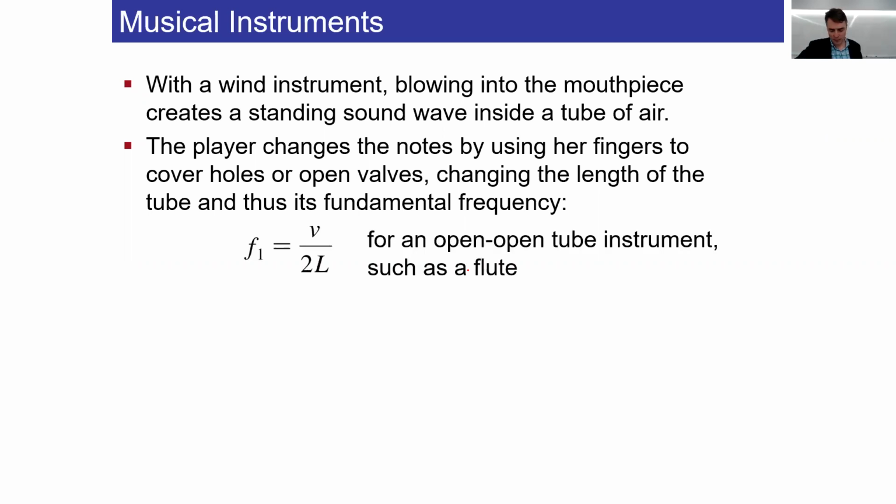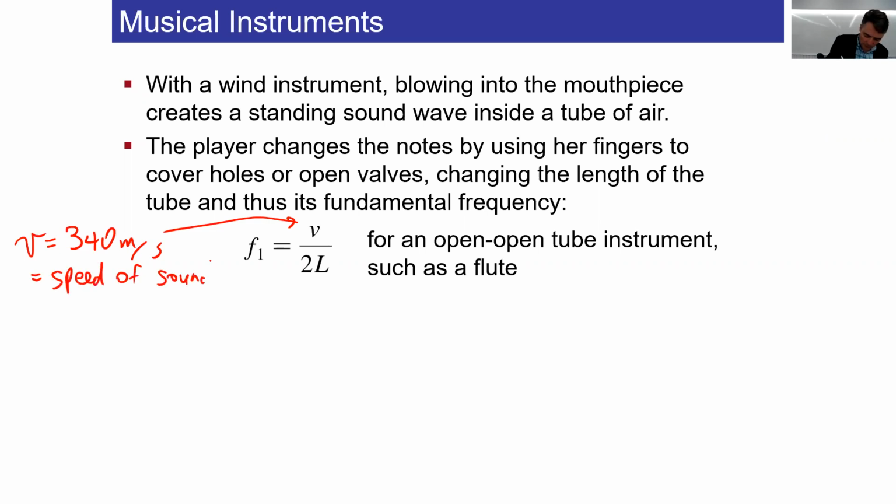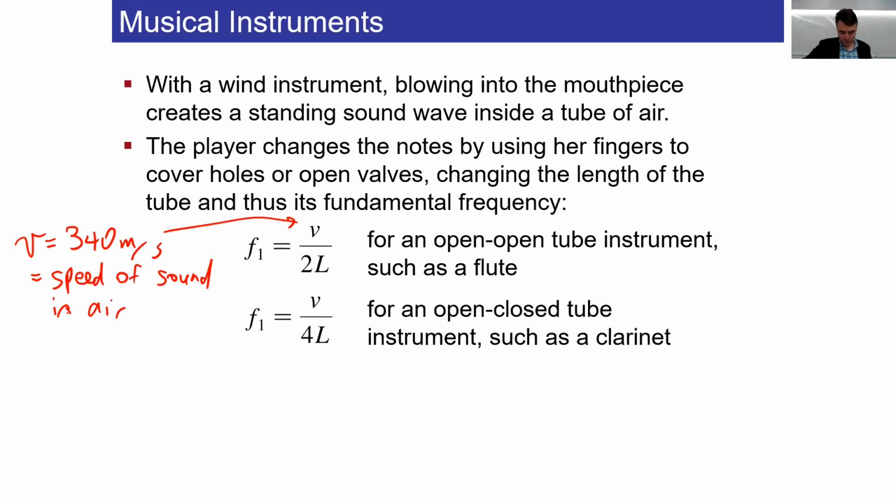So the fundamental frequency, again, is the same equation as before for standing waves on a string, v over 2L. But here, v is equal to 340 meters per second. It's called the speed of sound in air. Okay, and L is the length of the tube.